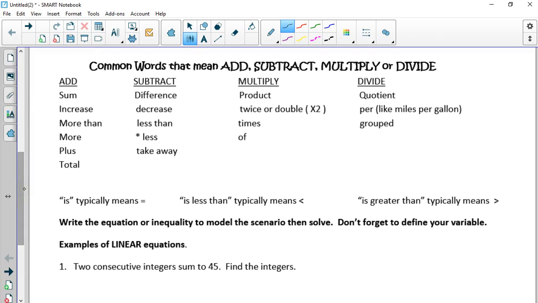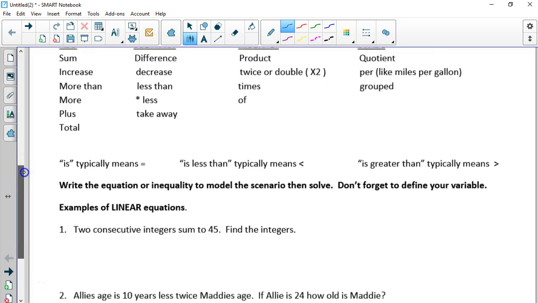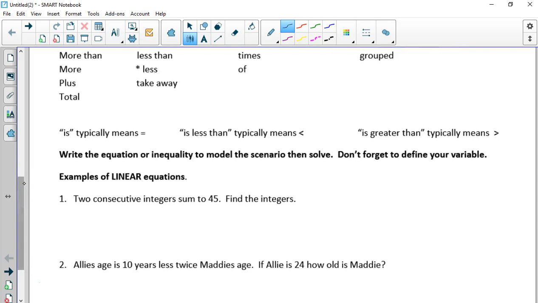Now, these are like a vocabulary list of words that mean add, subtract, multiply, or divide. Don't need to read through those. Is typically means equal. Is less than is usually a less than sign, and is greater than is a greater than sign. Of course, remember, those can go either direction.